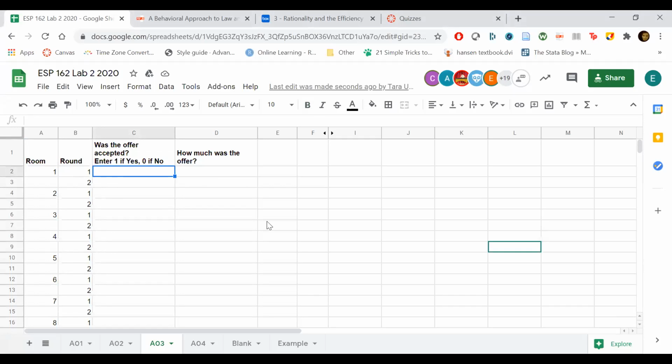So if you're the receiver in room 1 and you participated in round 1, all you have to do is go to this sheet and you'll say 1 if you accepted the offer, and you'll say, okay, I accepted an offer of 2. That's all you have to put in. Or you could put 0 if you didn't accept the offer.